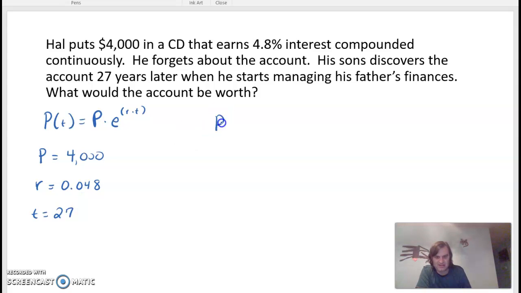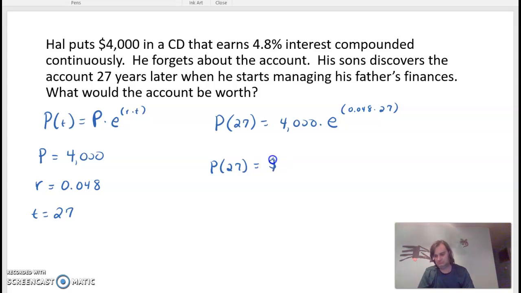So simple calculator exercise, P of 27 equals 4,000 times e raised to the 0.048 times 27. So I'm going to pick up my calculator and see what this gives me. So 4,000 times e raised to the 0.048 times 27.